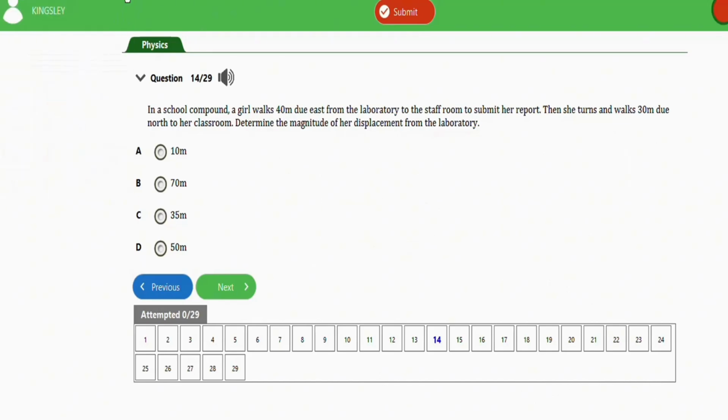Okay, so the next repeated question will be this one. It says, in a school compound, a girl walks 40 meters due east from the laboratory to the staff room to submit her report. I think we have solved this question. We got 50 meters. That is option B. They repeated this again. So let's look at the next question, which is this one.